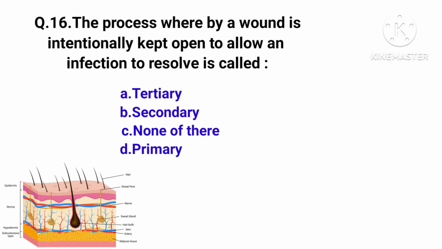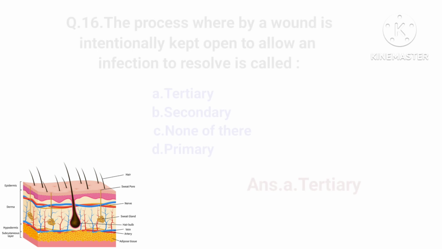Question number 16. The process whereby a wound is intentionally kept open to allow an infection to resolve is called tertiary, secondary, none of these, or primary. And here the right answer is option A, tertiary. The process whereby a wound is intentionally kept open to allow an infection to resolve is called tertiary.